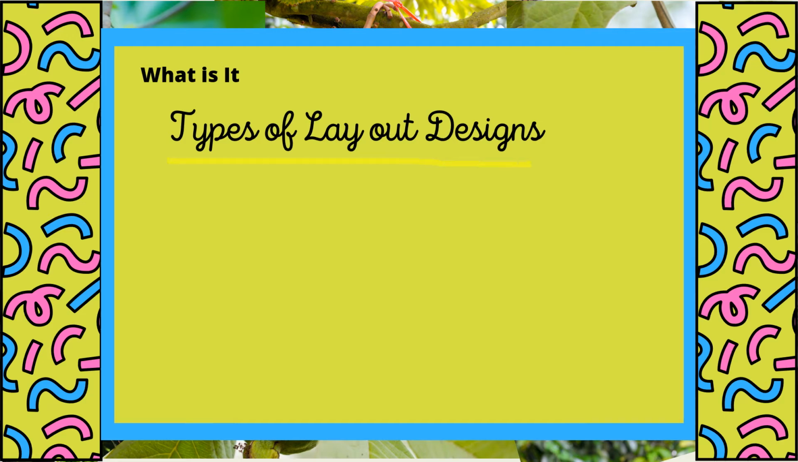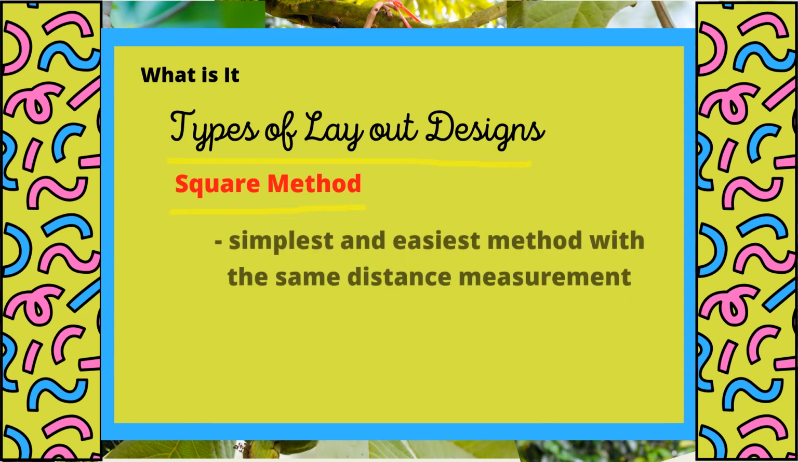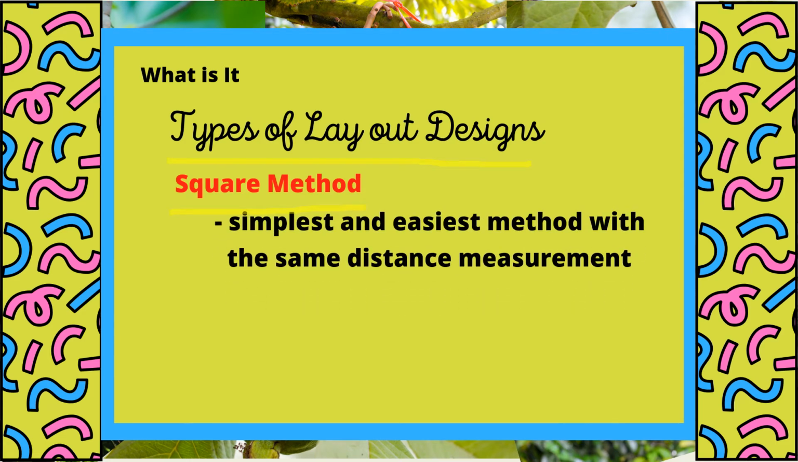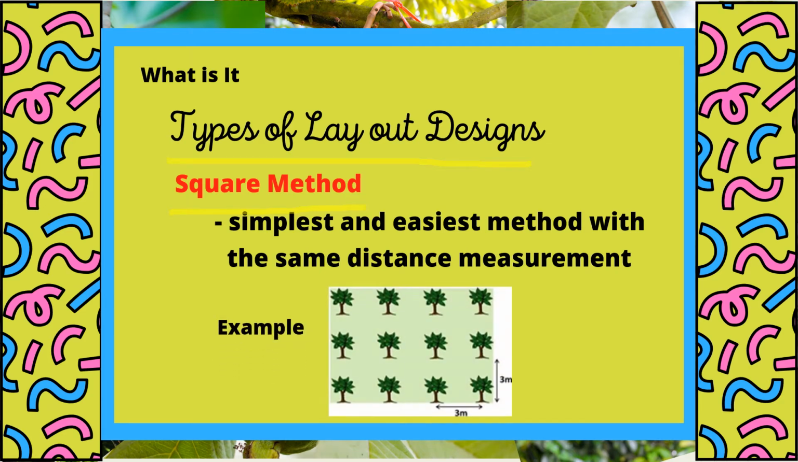Types of layout designs are the following. Square method. It is the simplest and easiest method with the same distance measurement. For example, as you see in the layout, you have here 3 meters in this side and also in this area.